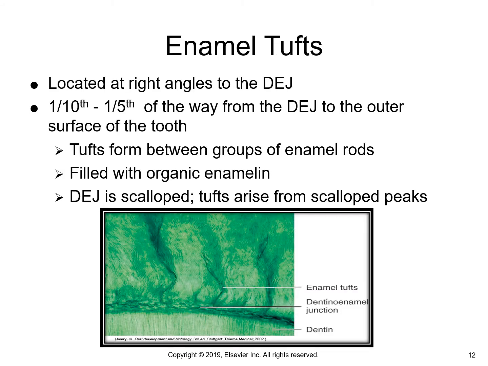Enamel tufts are located at right angles to that DEJ. They are 1/10 to 1/5 of the way from the DEJ to the outer surface of the tooth. You can see we've got the DEJ here, dentin underlying, and then the enamel tufts come up. These are filled with that organic enamelin protein. The DEJ is scalloped, so these tufts rise from those scalloped peaks.